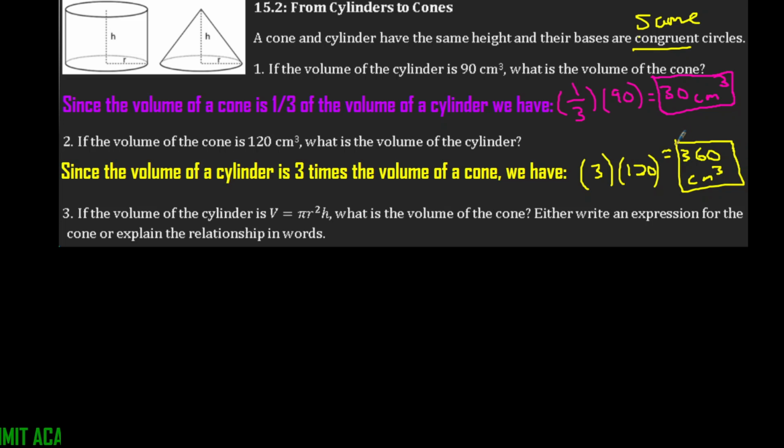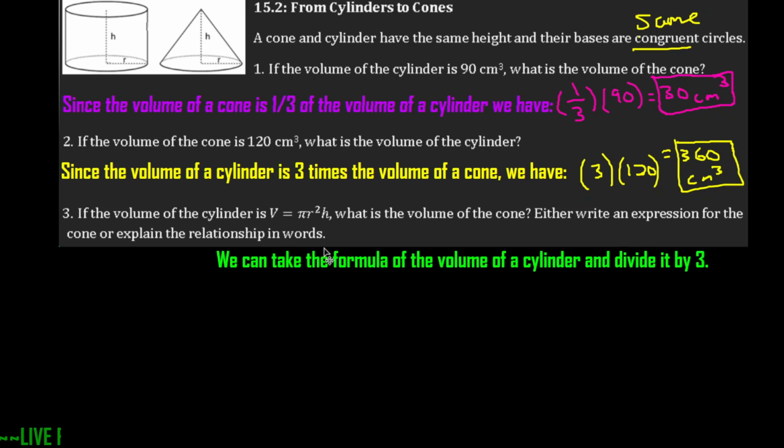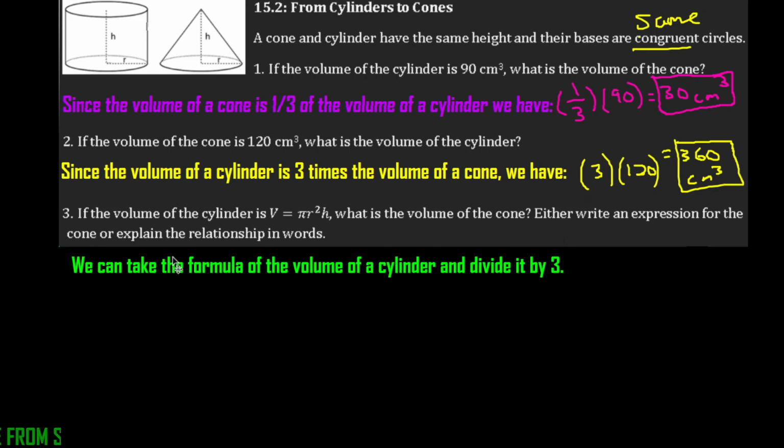And for number 3, it says if the volume of the cylinder is given by the formula V equals pi times radius squared times h, what is the volume of the cone? So we can either write it as an expression of the cone or explain how that works. So what we can do is take the formula of the volume of the cylinder and divide it by 3. We're going to write it like this.